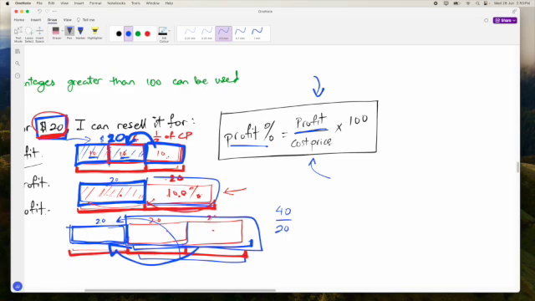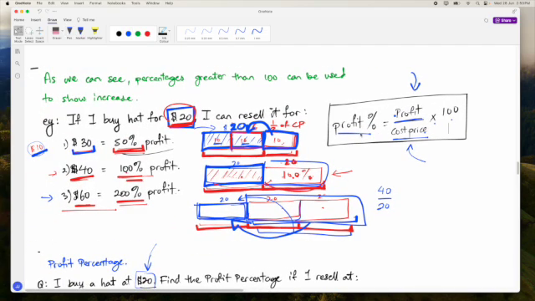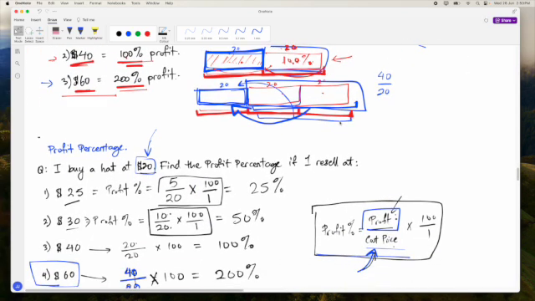divided by the cost price. It is a fraction of the cost price multiplied by 100 over 1 to give you the percentage. So the percentage profit is just the fraction of the cost price. And we could see some examples that we talked about here.